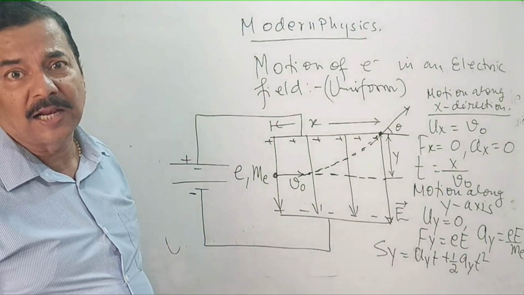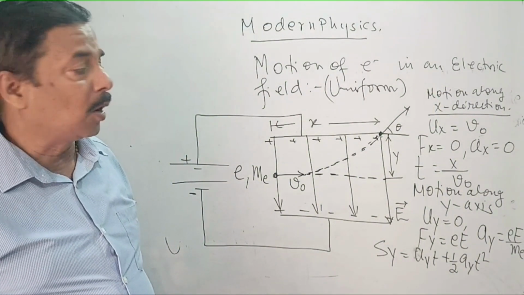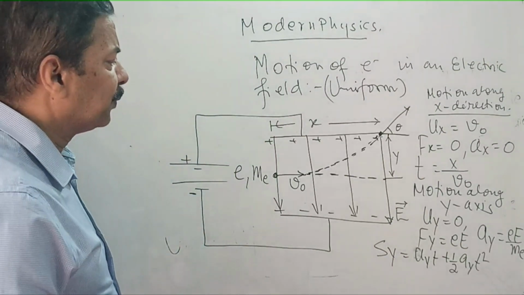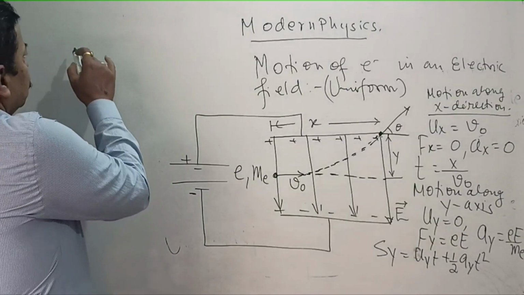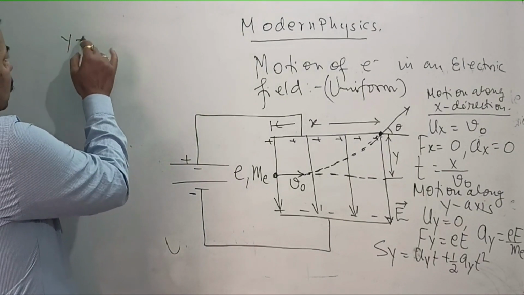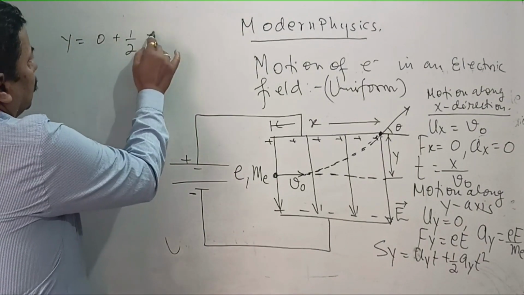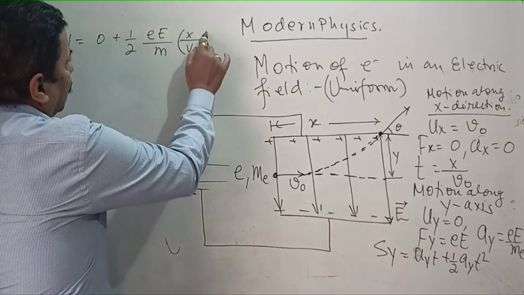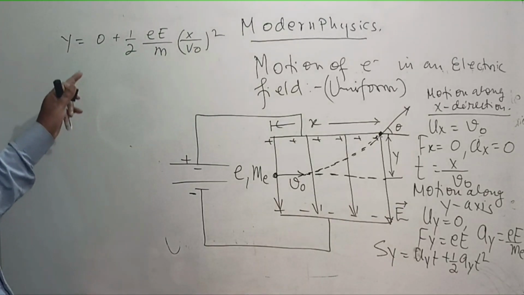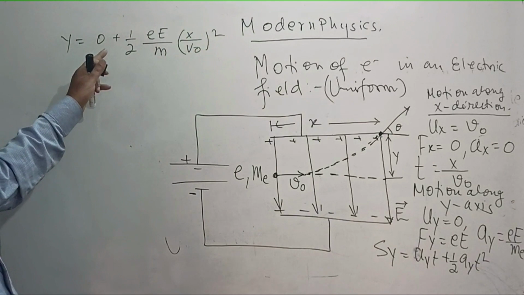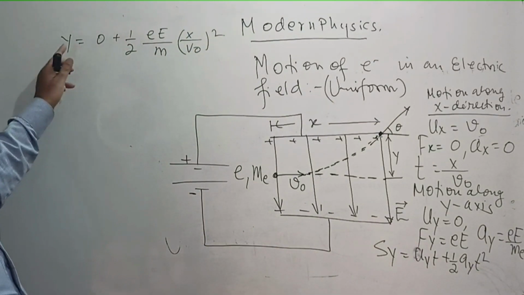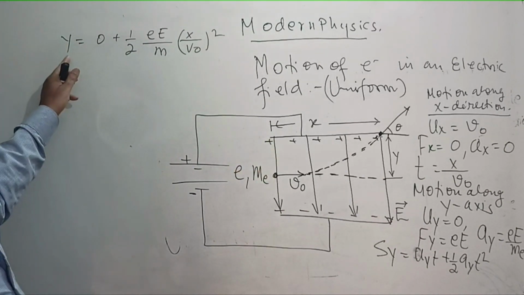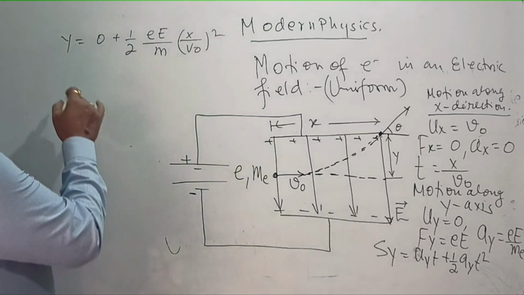a_y is the acceleration in the y direction, s_y is the vertical displacement along the y direction, and u_y is the initial velocity along the y direction. So if we want to find this, you see the initial velocity in the y direction is 0, so the first term is 0. The vertical displacement along the y direction is y according to the diagram. So it is your y, and ultimately we are getting a relation.